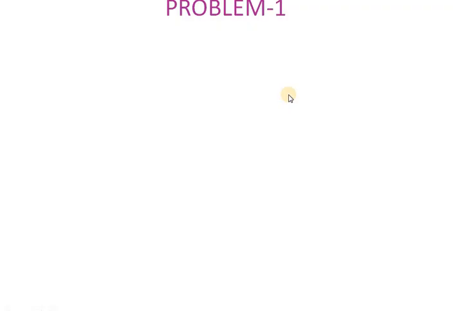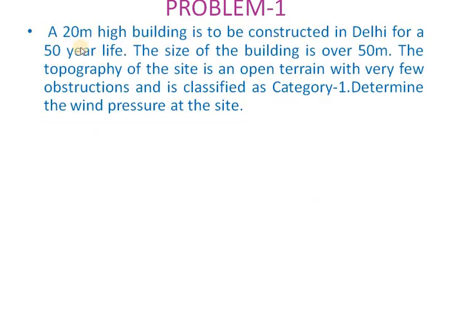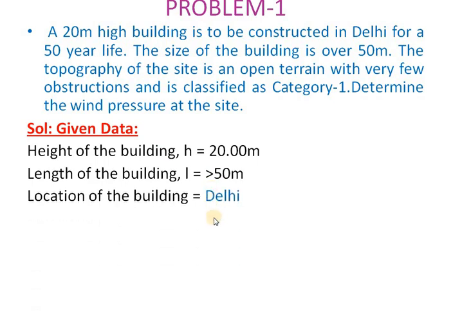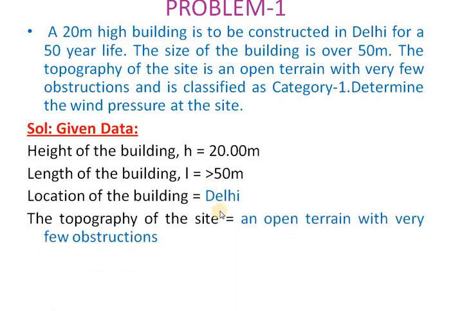Now we'll discuss a simple problem, how to find the wind pressure based on IS 875 Part 3, 2015. So the same problem: a 20 meter high building, 50-year life period, size of the building more than 50 meter, and open terrain, category 1. Wind pressure we have to find. So height of the building 20 meter, length of the building more than 50 meter, location of the building Delhi, open terrain, terrain category 1. These are all the given data. So with that we have to find.